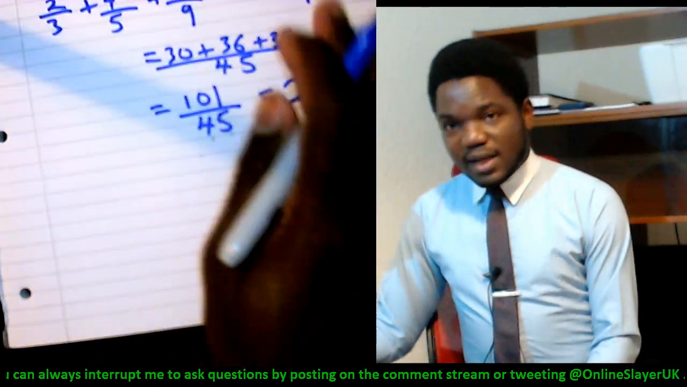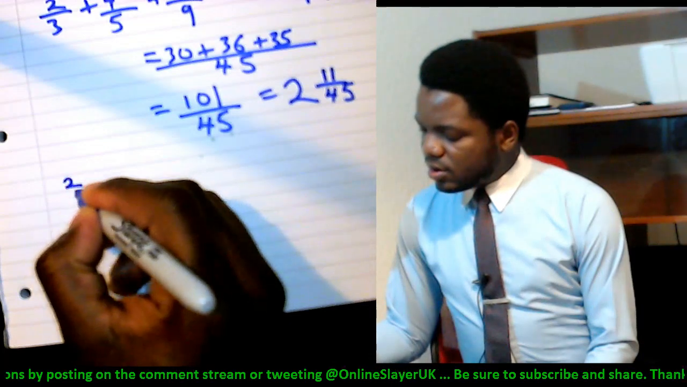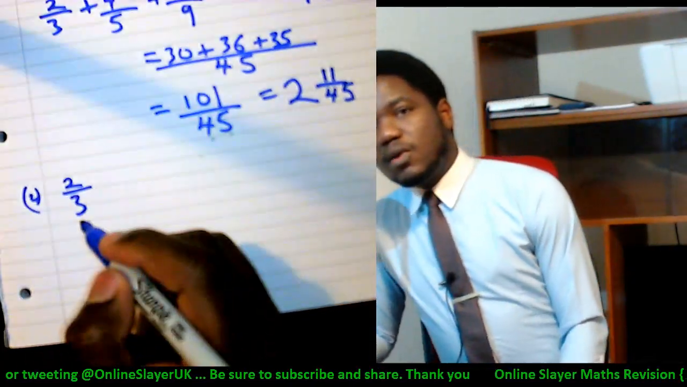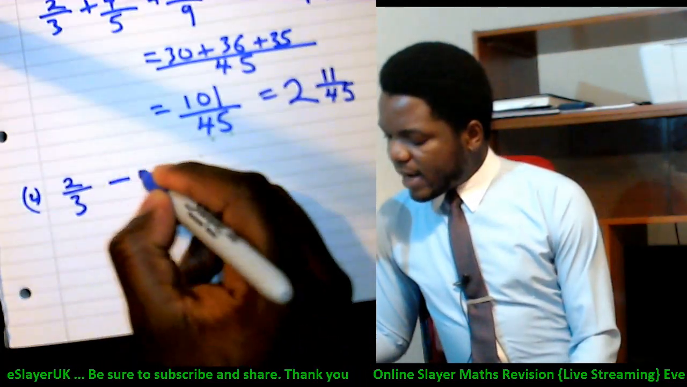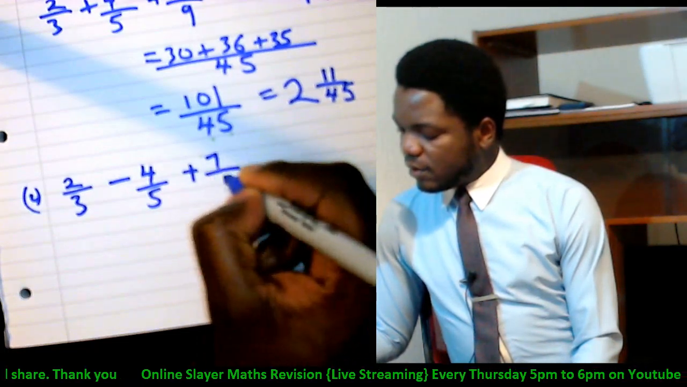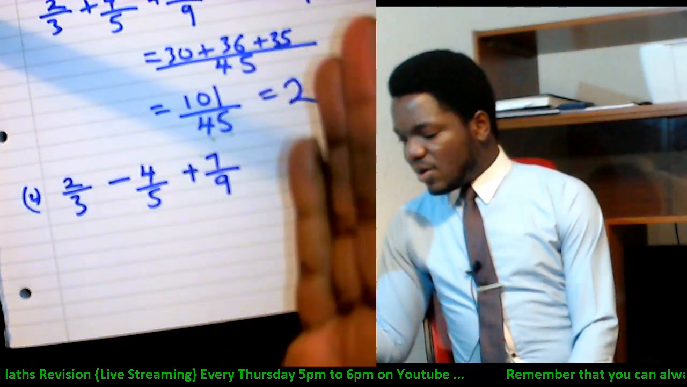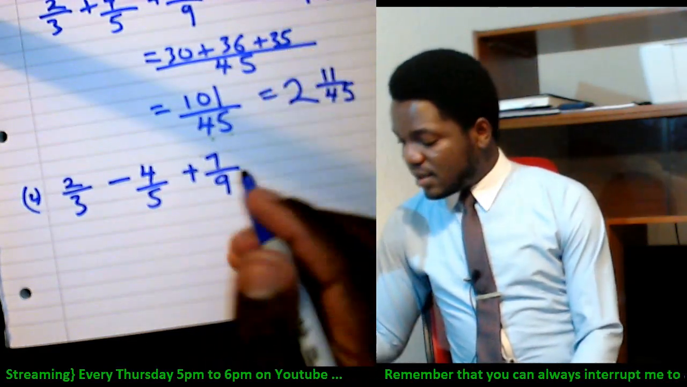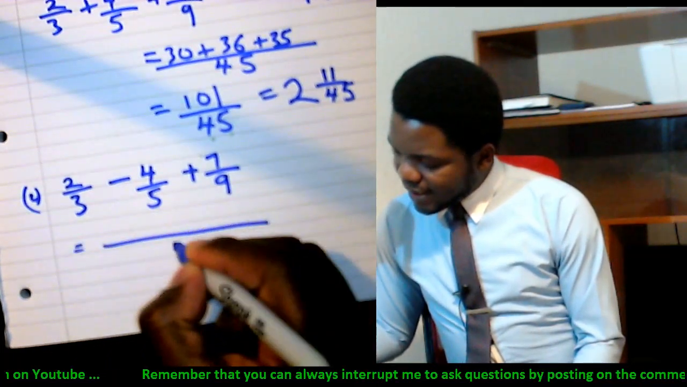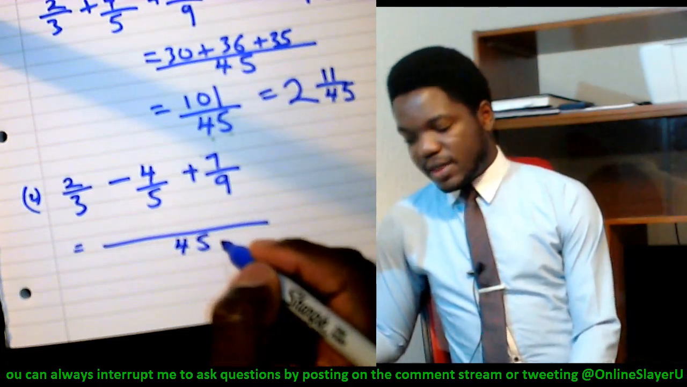Okay, that's about addition. What about subtraction? So what if I had, this was question 1, right? Question 2. What if I had 2 over 3 minus 4 over 5 plus 7 over 9? It's almost exactly the same thing. The only thing that changes is the sign. So this gives you an LCM again of 45. So it's important you know how to calculate your LCM, okay?